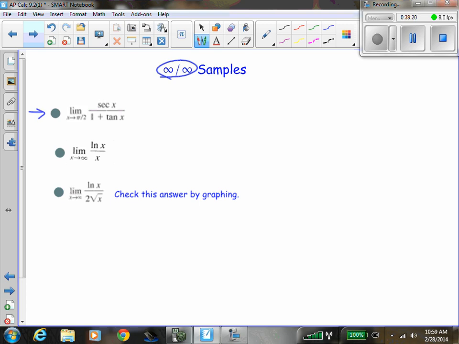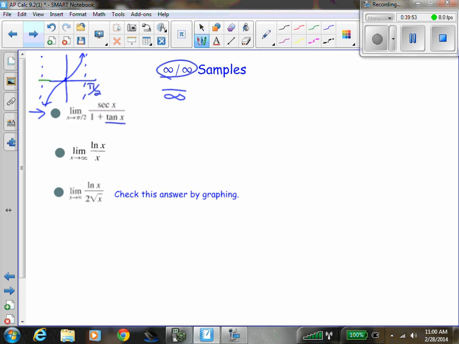that x is approaching pi over 2. All right, now, on the tangent graph at pi over 2, all right, remember the tangent curve looks like that, and there's another asymptote over here, negative pi over 2. All right, so as this is approaching pi over 2, the bottom of this thing becomes 1 plus infinity, which would be an infinity. So we're getting an infinity on the bottom.